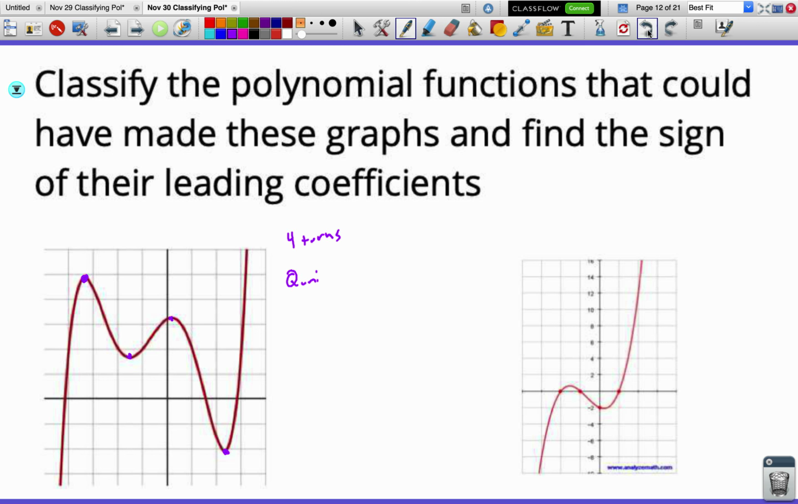Also like quintic because we can see it's got down, up end behavior, which can only happen with an odd degree. So this is quintic. And for it to finish up, it's got to be positive. So we're going to say it's going to be odd positive.